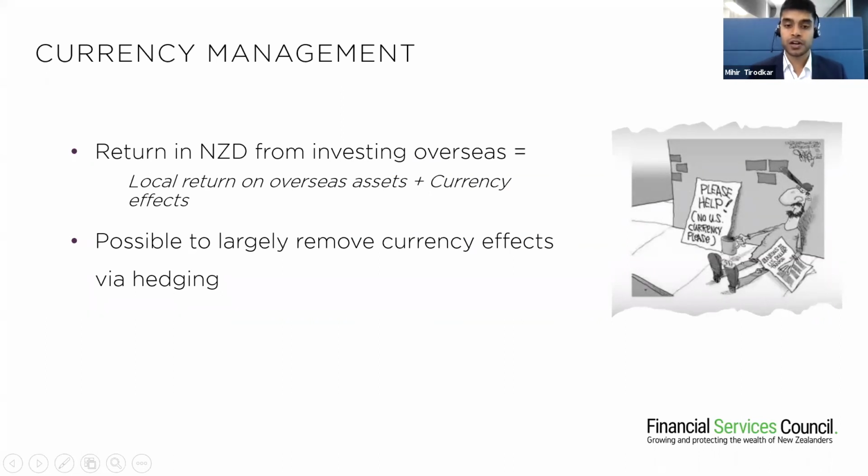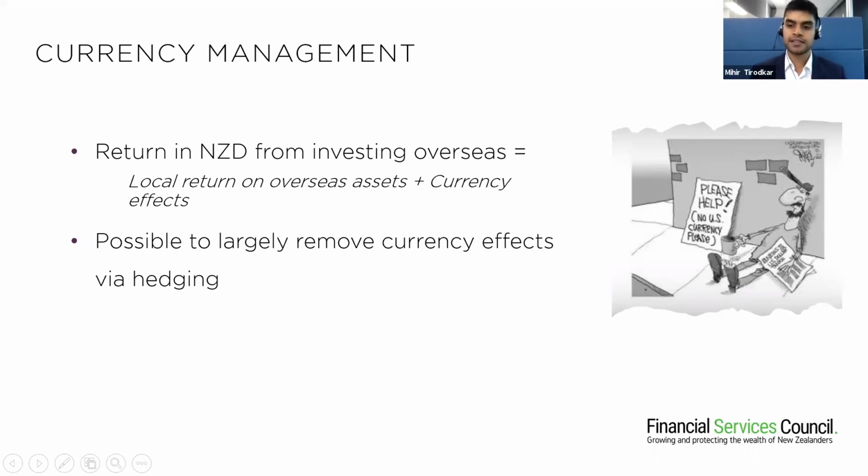If the New Zealand dollar goes up, an investment in a foreign currency is now actually worth less in New Zealand terms, and the New Zealand investor loses. If the New Zealand dollar goes down, the investor wins. This is called currency risk. An investor investing in an unhedged overseas product is exposed to currency risk. It is possible to largely remove currency effects through hedging. Hedging is entering into a contract in order to exchange currencies at a given rate in the future.